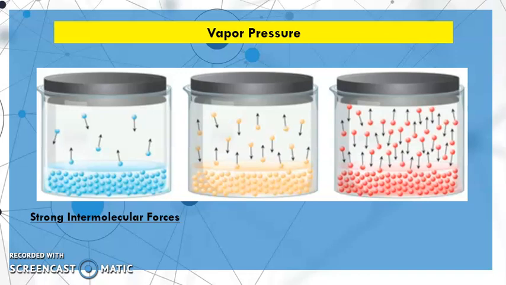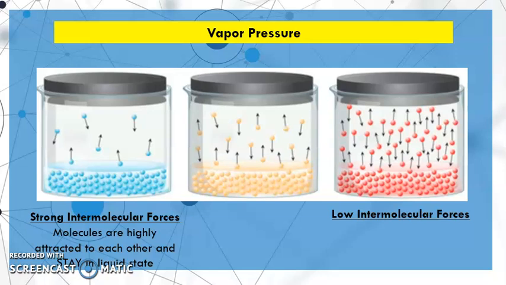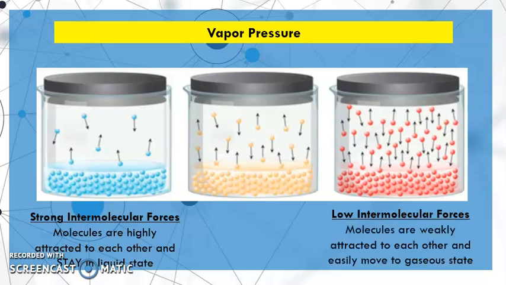Well, in the blue container, we actually have strong intermolecular forces. What this means is that the molecules are highly attracted to each other. So they want to actually stay in the liquid state. But over at the other side of the spectrum here, we have a chemical that has low intermolecular forces. That means that the particles themselves are not very attracted to each other. Those intermolecular forces can easily be overcome, and the particles easily slip into the gaseous phase.